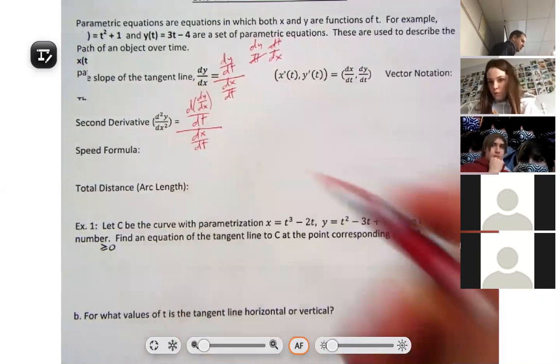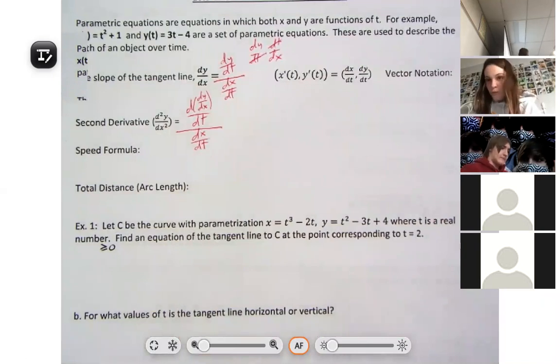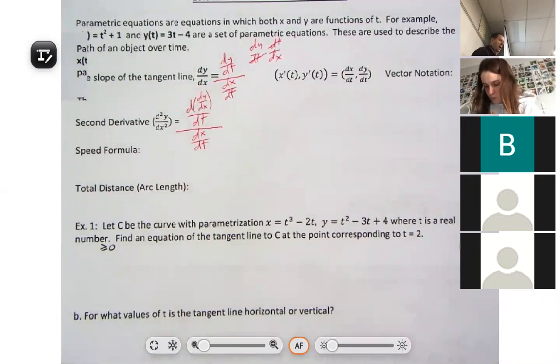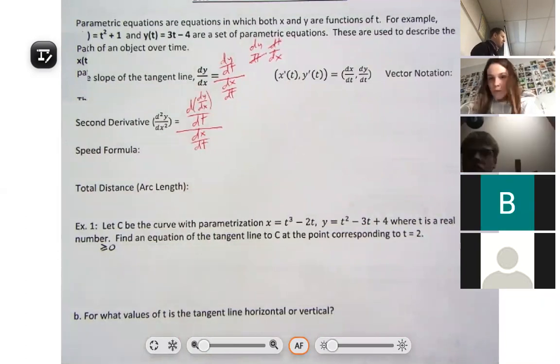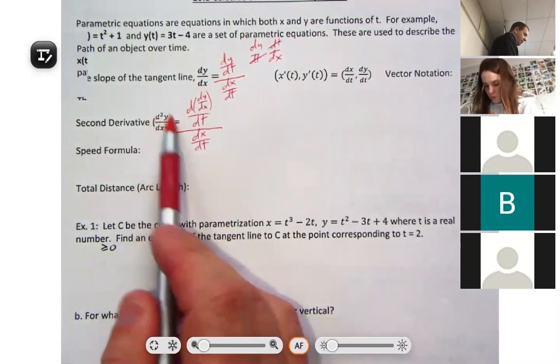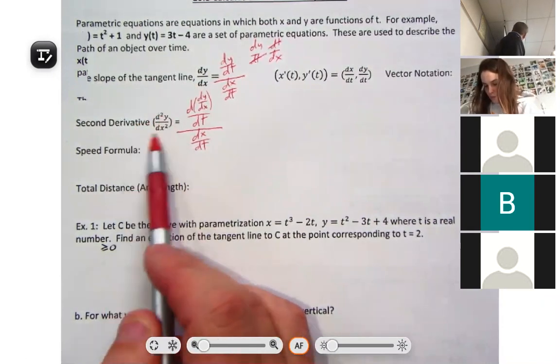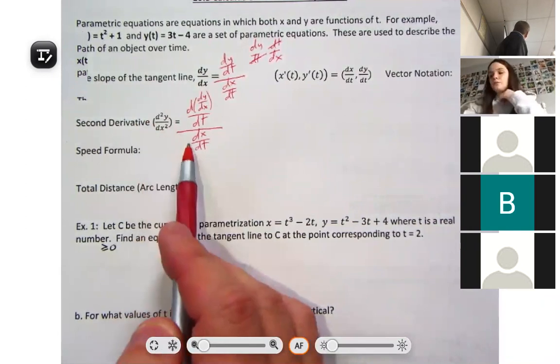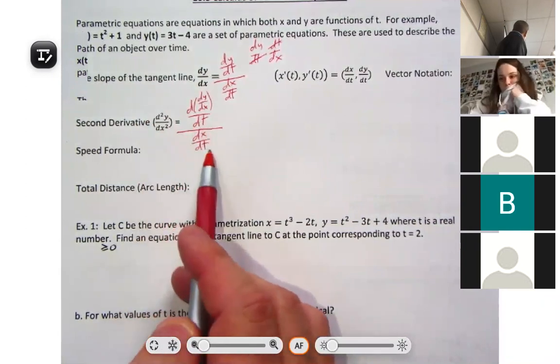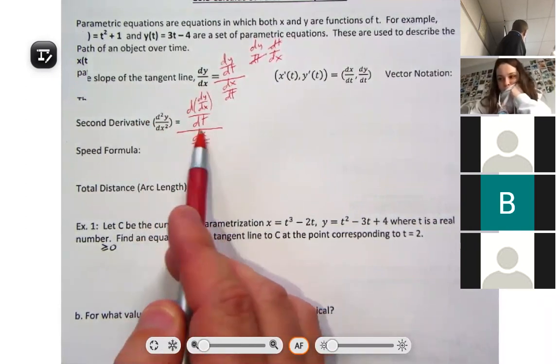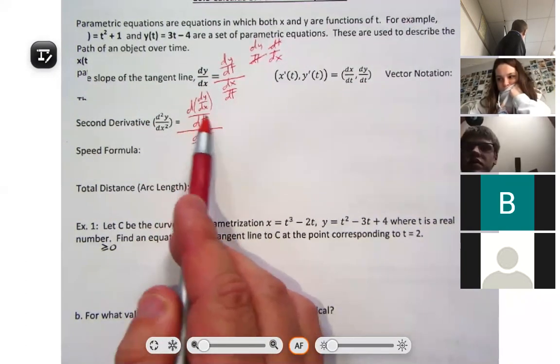This is the part that a lot of students forget. And I've always kind of struggled with the why until I get into the notation of this. If we're looking for the second derivative, notice there's no t's right here. We're trying to get rid of the t's. Well, if we don't divide by this dx dt, we don't get rid of this dt right here.